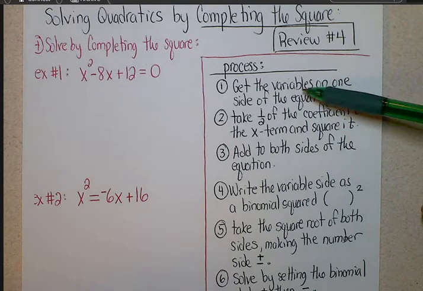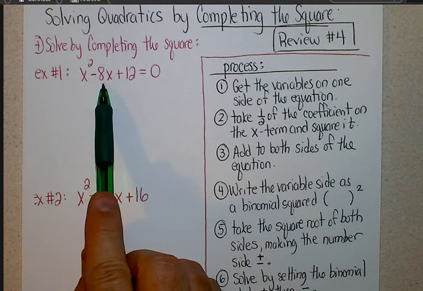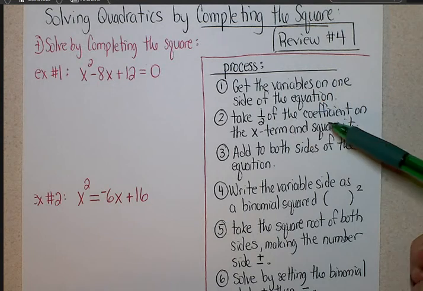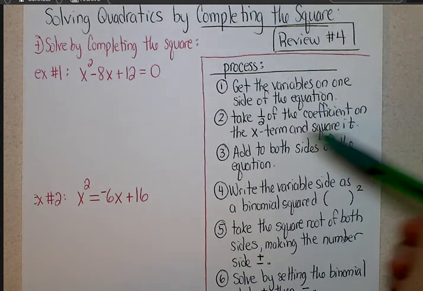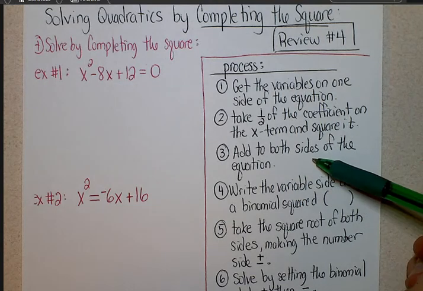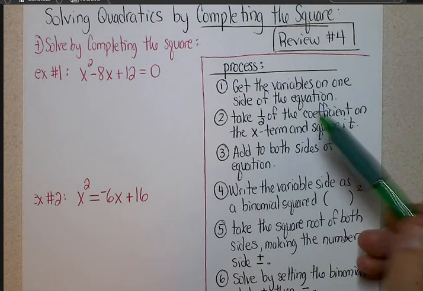But what we want to do is get the variables on one side of the equation. So we want to get the x squared and the x isolated on one side. So we're going to want to move the 12 over in this case. Then we're going to want to take half of the coefficient of the x term and square it, and then we're going to want to add that to both sides. So let's at least do that to example 1 through step 3.